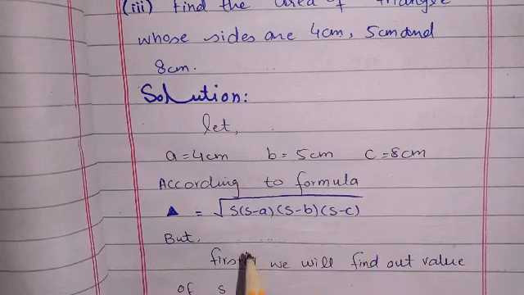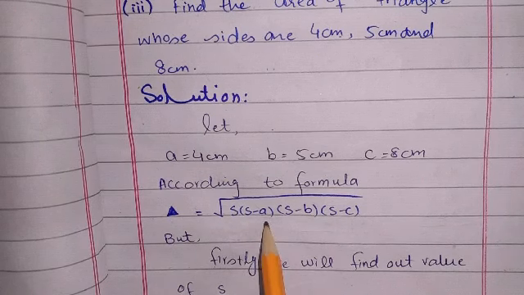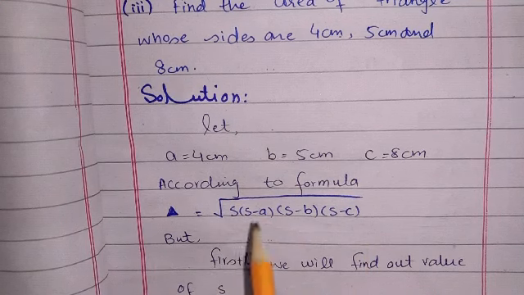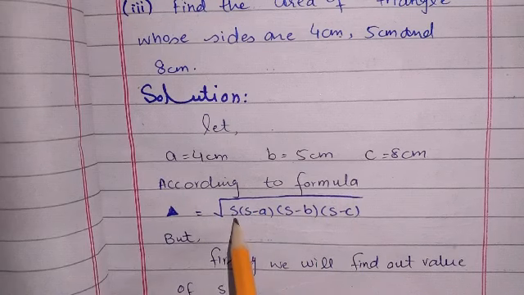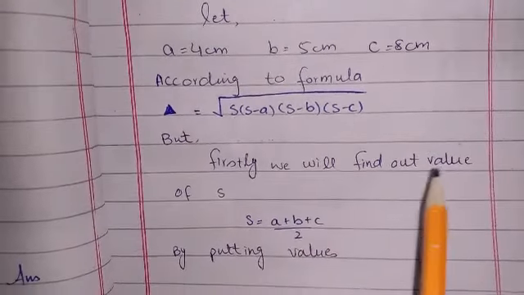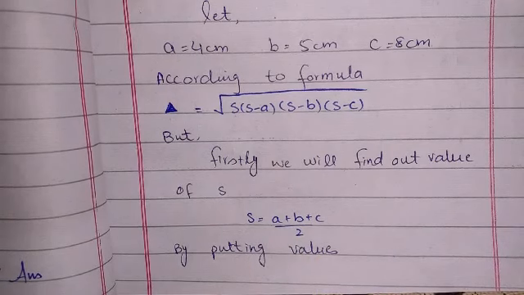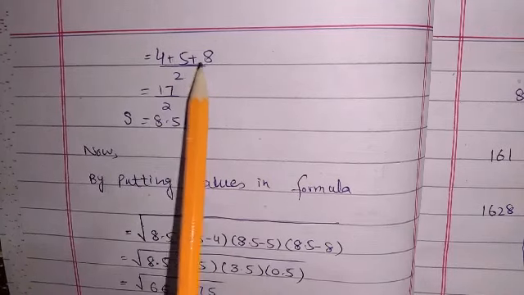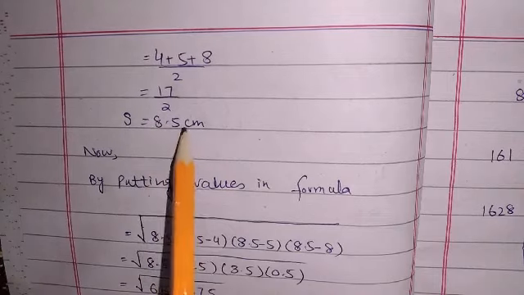Students, as you can see that application of this formula will be only applicable when we have the value of S, A, B and C. As you can see that we have value of A, B and C, but we do not have the value of S. So firstly, we will find out the value of S. S is equal to A plus B plus C over 2, by putting values 4 plus 5 plus 8 over 2. When we add 3 numbers, we got 17 over 2. After the division, we got S is equal to 8.5 centimeter.